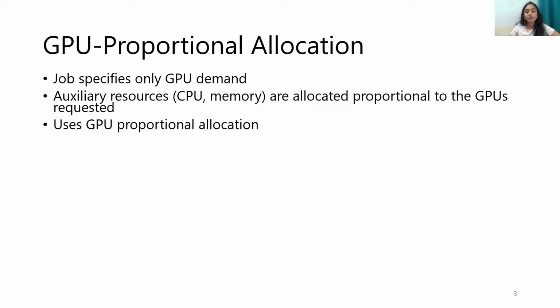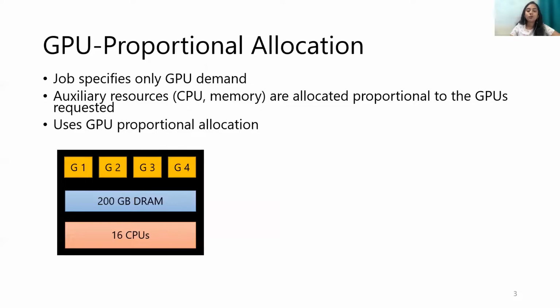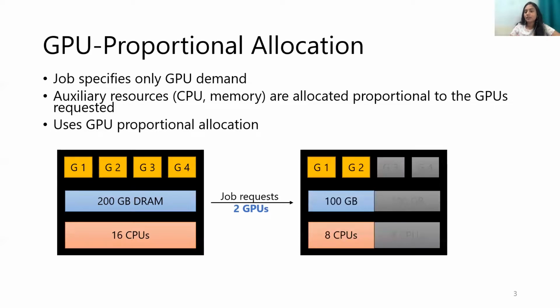Now, an incoming DNN job in such a cluster specifies the number and type of GPU resource it requires to run. And in addition to these GPUs, these DNN training jobs also require auxiliary resources like the CPU cores and DRAM in order to perform pre-processing operations. DNN schedulers today allocate these auxiliary resources to a job in a GPU proportional manner. So what I mean is, say for instance, there's a server with 4 GPUs. And if a job now requests 2 GPUs, which is 50% of the GPU capacity, then proportionately 50% of memory and CPU cores are allocated to this job.